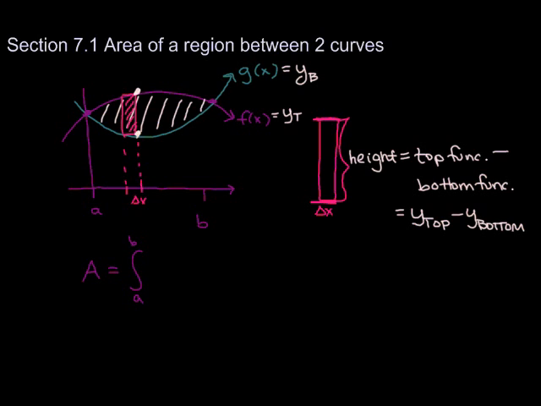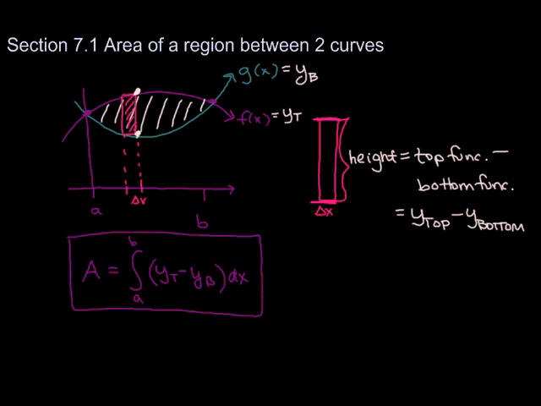And we want the area of each of these rectangles. Well, the height we just said was y top minus y bottom. And we said that the length of the base of each rectangle was delta x, which is the same thing as dx. This will give us the area bounded between two curves. And of course, we have to assume that we have continuous and integrable functions to be able to do this.